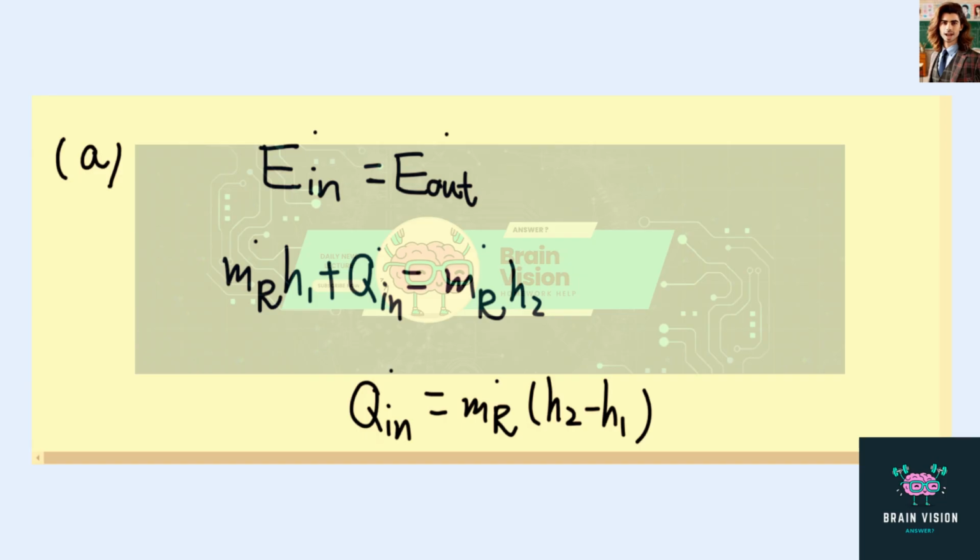Okay, so for the first question, we can set out the energy balance equation for the refrigerants, which is E dot in equal to E dot out. If we expand it, we have m dot R h1 plus Q dot in is equal to m dot R h2. So m dot R here is the mass flow rate for the refrigerants, and h1 is the initial enthalpy for the refrigerants. And Q dot in here is the heat that was absorbed from the air, and h2 here is the final enthalpy for the refrigerants.